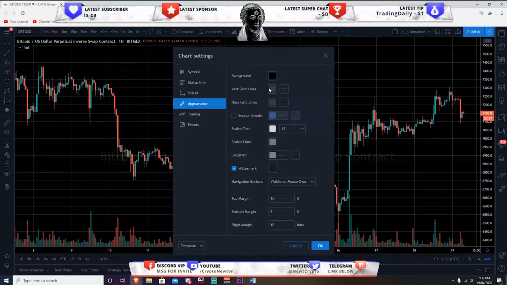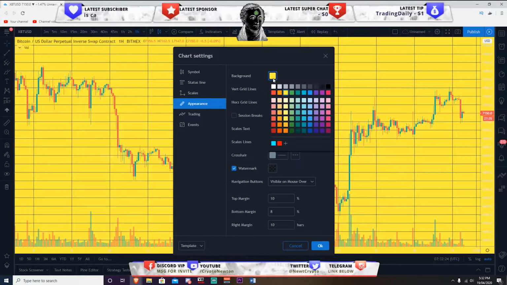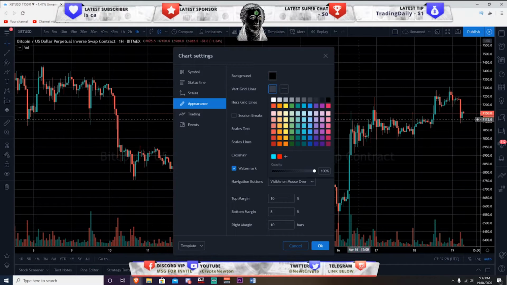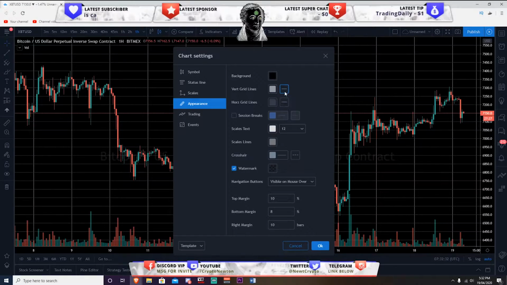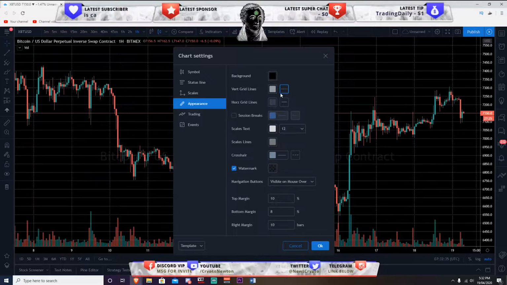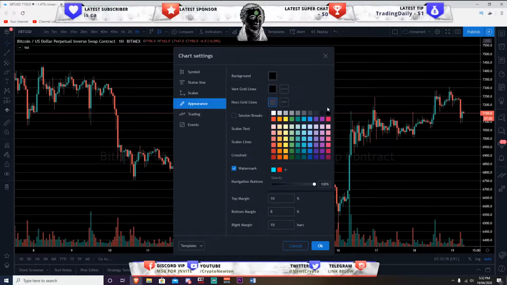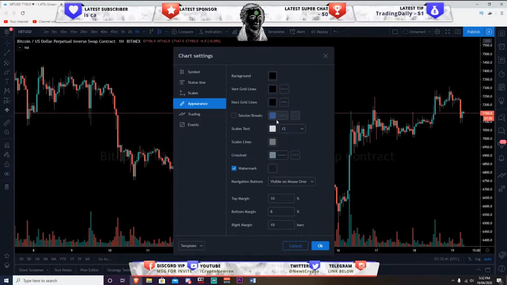Change your background to black if you want, or any background that you want. You can really put it to yellow if you want, or any color, and come down here. If you don't want the grid lines, you can just put them as black as well. If you want your grid lines like this, you would be able to do that as well, if you want them as dashed lines. Basically anything that you want is very flexible here. TradingView is very good.